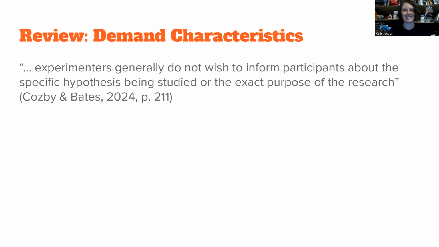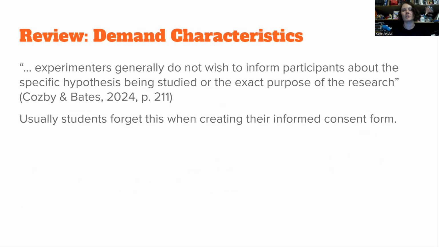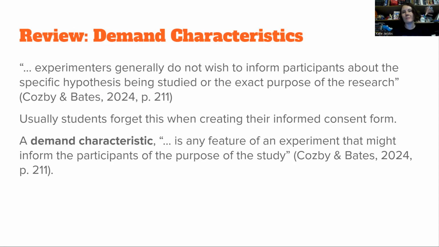So review: demand characteristics makes its way back into this lecture. Again, experimenters generally do not wish to inform participants about the specific hypotheses being studied or the exact purpose of the research. Most students forget this when creating their informed consent form. If you remember from our ethics unit, we have to have an informed consent that basically tells participants what the risks and benefits of participating in the study are. You want to be very vague. You do not want to tip off students to what the study is exactly about, because then those can serve as demand characteristics. And if we remember, a demand characteristic is any feature of an experiment that might inform the participants of the purpose of the study.